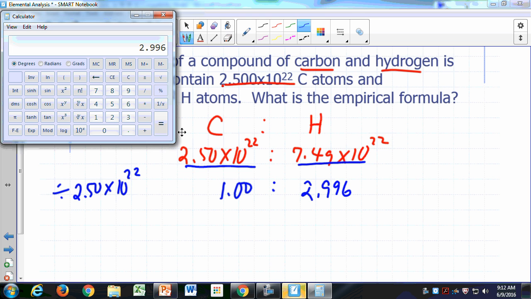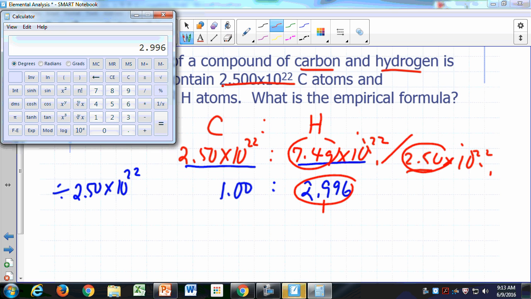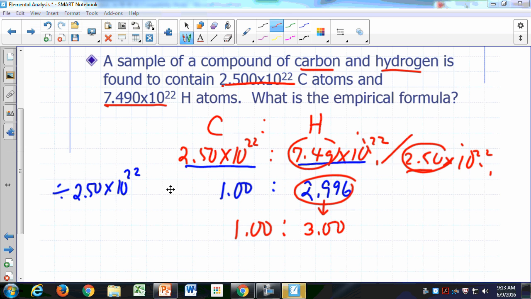Okay, so you'll notice that if you divide this by 2.50 times 10 to the 22nd, the 10 to the 22nd will cancel out, and 7.49 is about 7.5, so 7.5 divided by 2.5 is about 3. Now, this has 3 sig figs, this has 3 sig figs, so this should be rounded off to 3 sig figs, so 3.00. So you have 1.00 is to 3.00. That's as close to a whole number as you can get.